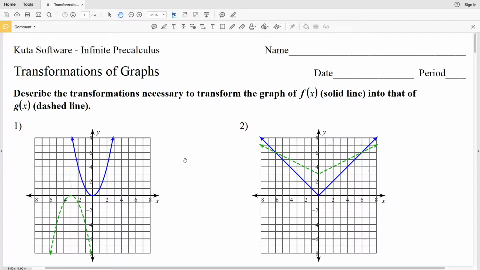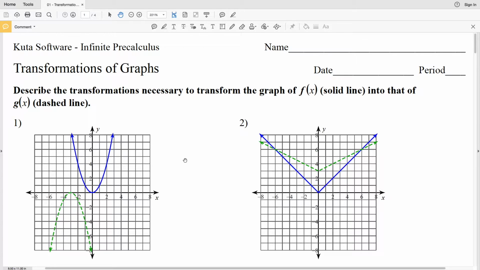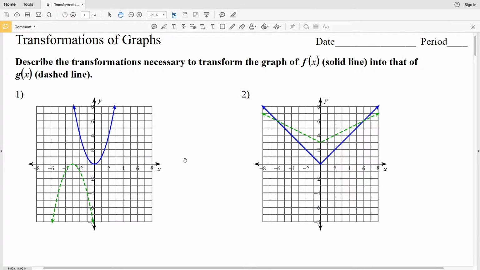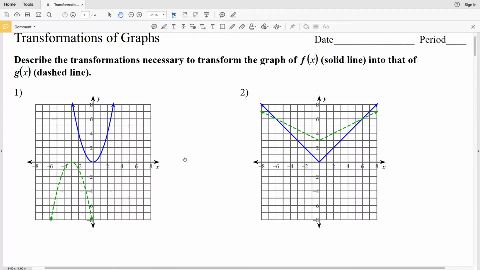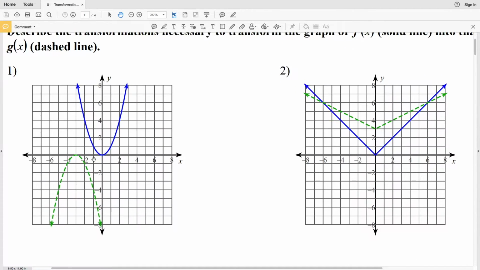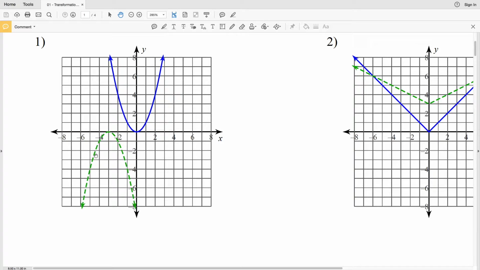So for numbers 1 and 2, it says to describe the transformations necessary to transform the graph of f of x, the solid line, into that of g of x, the dashed line. So looking at number 1, we can see right away that we have a reflection over the x-axis. So in order for f of x to be transformed into g of x, we need to reflect it across the x-axis.